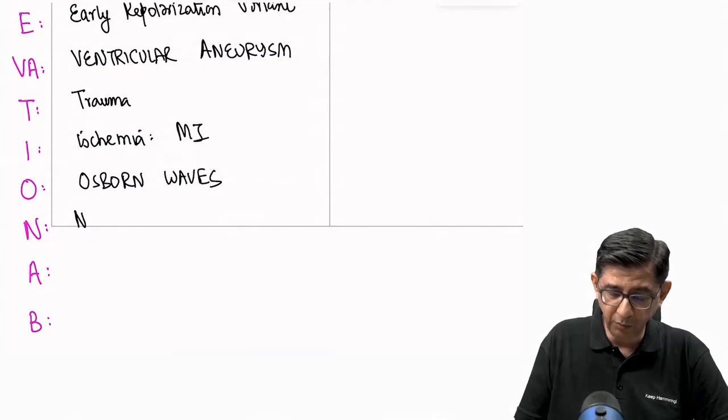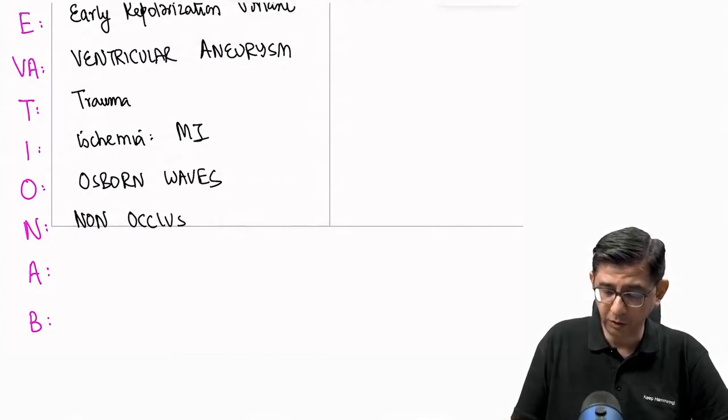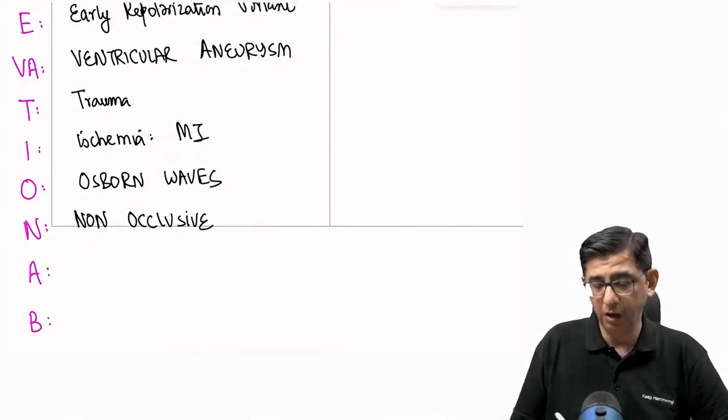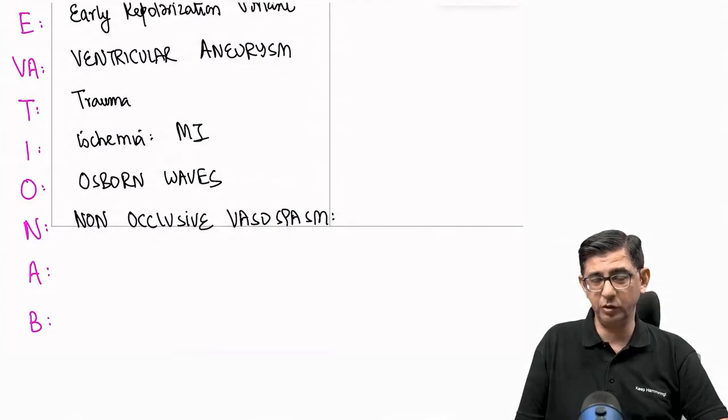Then N is a must-know fact, guys. This is a neglected part. This was not fitting in the mnemonic. Actually, the condition that I want to bring to your attention is Prinzmetal angina. Because Prinzmetal angina was not fitting into the description, I had to change it to non-occlusive vasospasm.